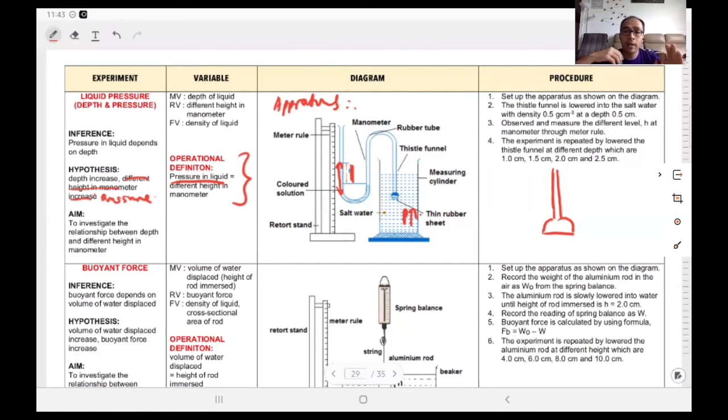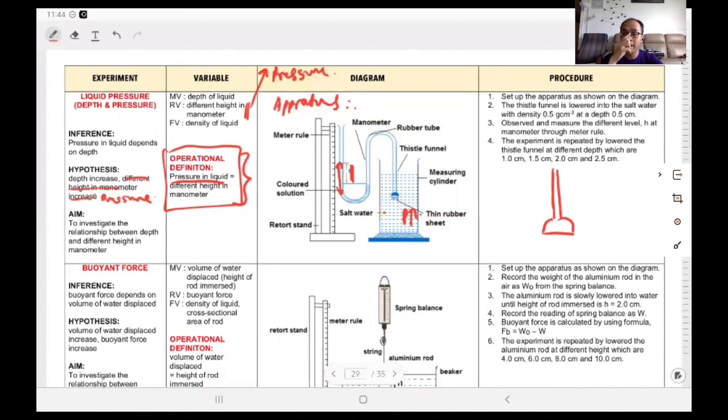Now, this is the Kelantan question, where the manipulated variable is depth and the responding variable is difference in height, or pressure. If you write pressure, it's no problem, as long as you write this operational definition. You must write the operational definition, otherwise everything will not work.